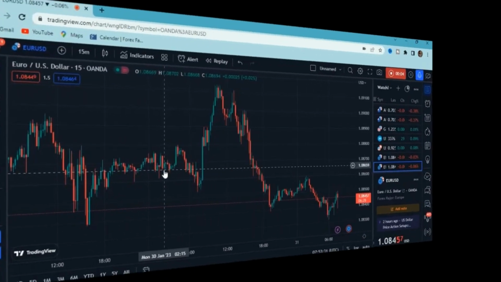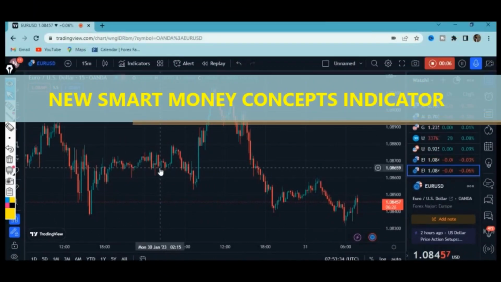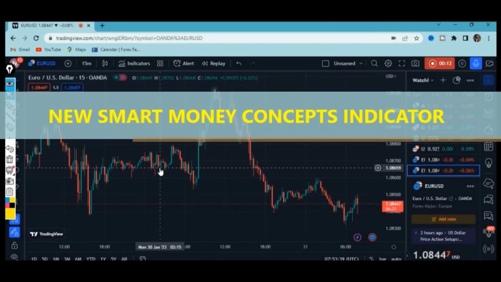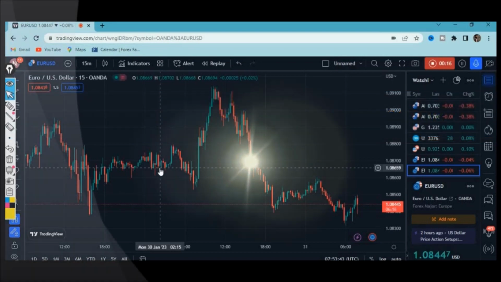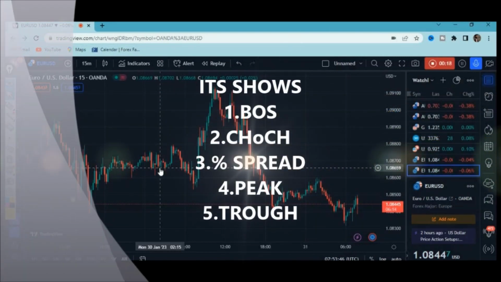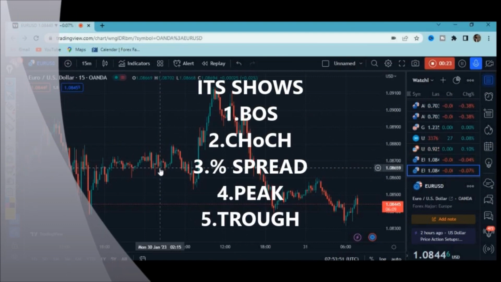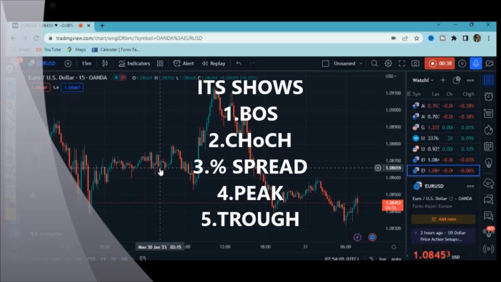Came across this Smart Money Concept indicator on TradingView.com, and just like Smart Money Concept by Lux Algo, it also comprises tools that help us trade like smart money. It shows the change of character, the break of market structure, the percentage spread, and the trough and the peak. I will explain what a peak and a trough are as we proceed.